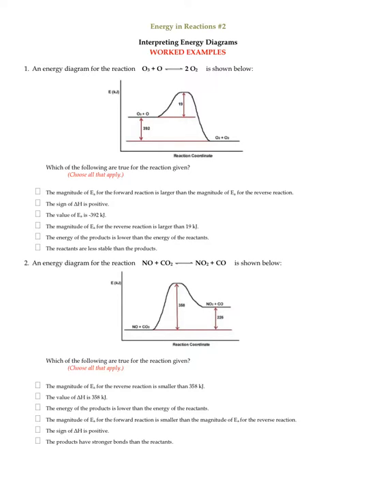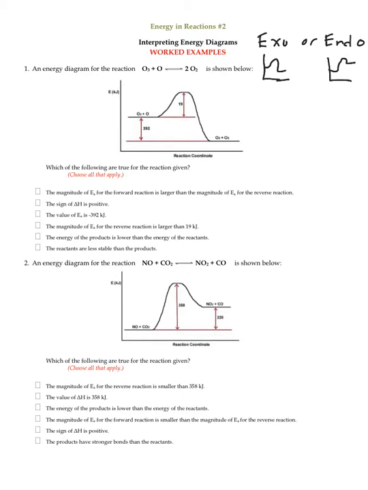So let's take a look at energy and reactions exercise number 2, where we're interpreting energy diagrams. What I want you to recognize here is that the number one thing you need to do right away is decide if this is exothermic or endothermic, because that is going to tell you a lot of things about that particular reaction. Remember that in an exothermic reaction, we're going to have the basic structure where the products end up at a lower energy. In an endothermic reaction, they're going to end up at a higher energy.